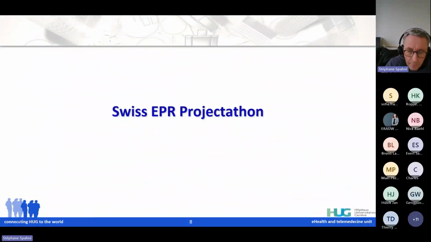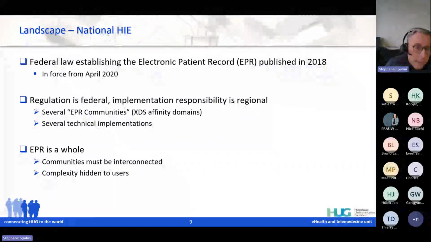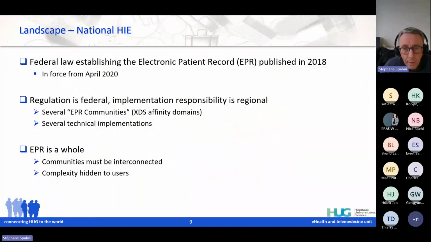So going more specific to the Swiss EPR projectathon, as I mentioned, it's related to a specific project, specific environment, and for us in Switzerland, the environment is the electronic patient record federal law, which was published in 2018 and in force from April 2020. The context is a bit different from the one, for example, in France.